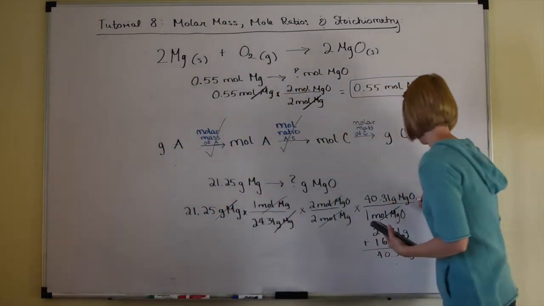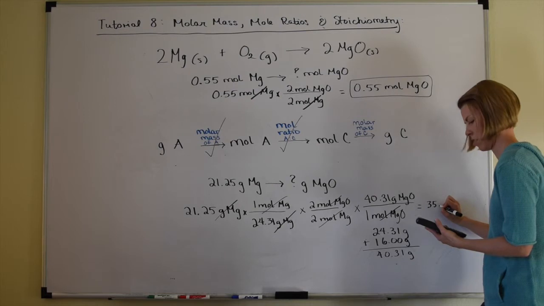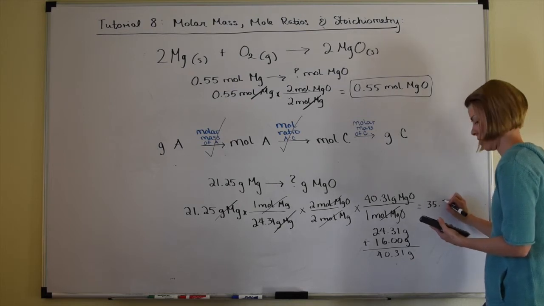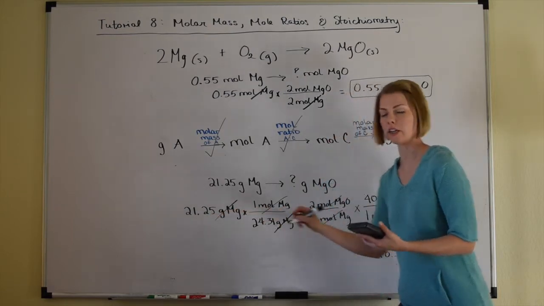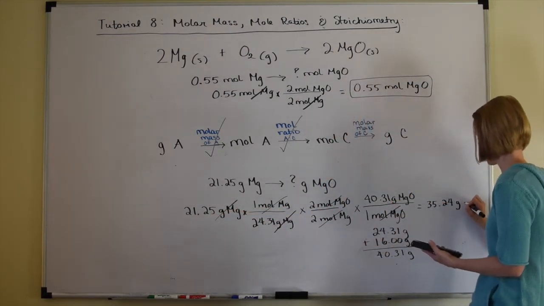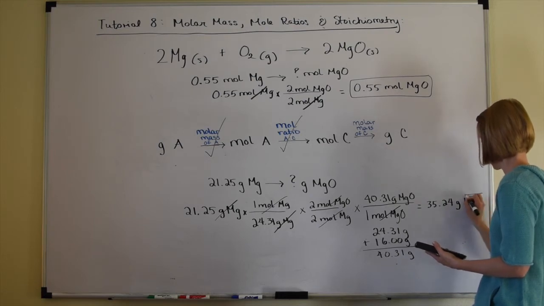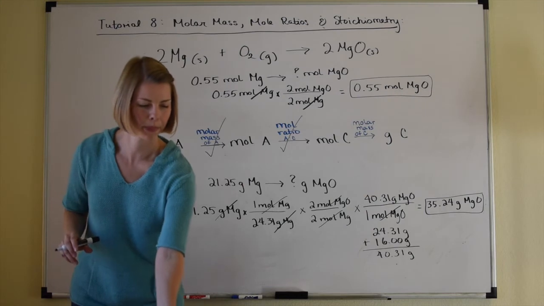Okay, so I get 35.24. I'm going to go ahead and round to 4 digits here. My calculator actually gave me a lot more digits than that. Grams magnesium oxide. Circle my final answer there.